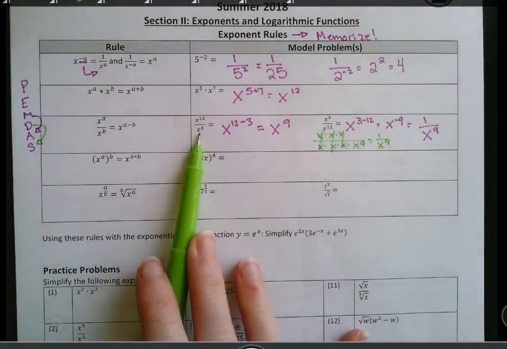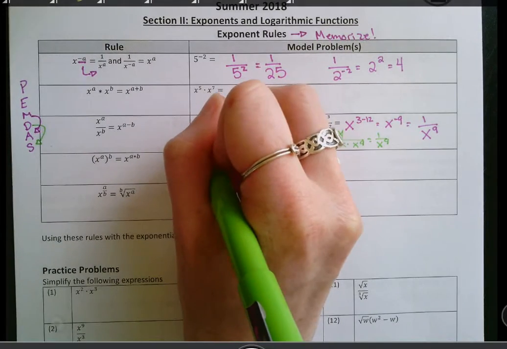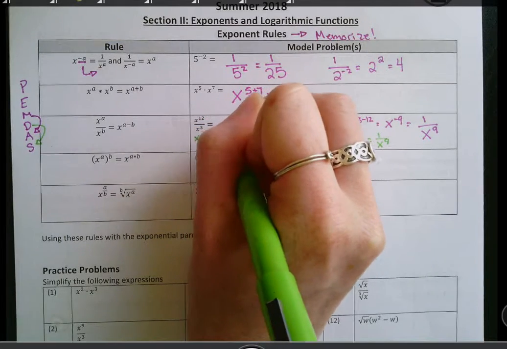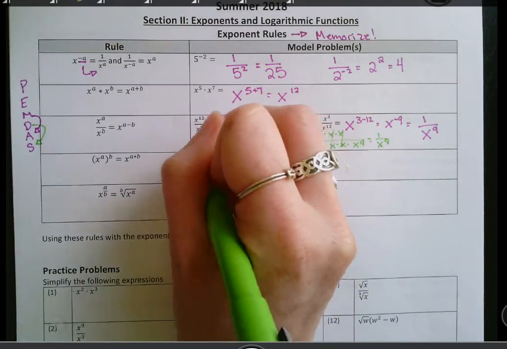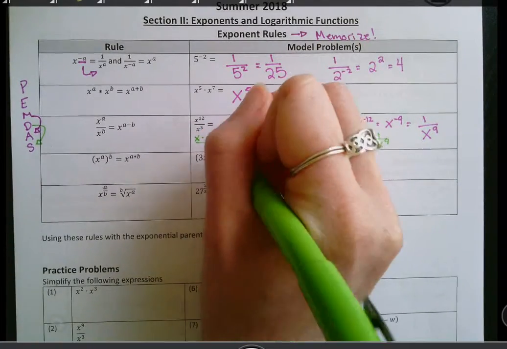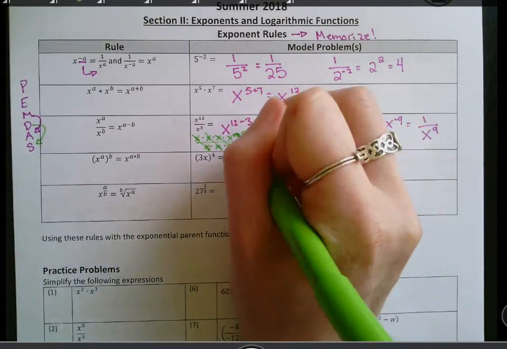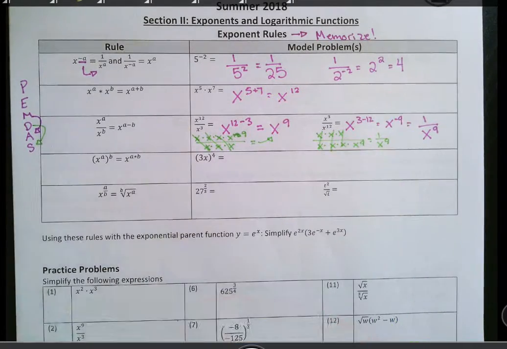Same thing's happening over here if you want to think about it like that. We have x times x times x times x to the 9th over x times x times x. So 3 of those are canceling, leaving that x to the 9th behind.